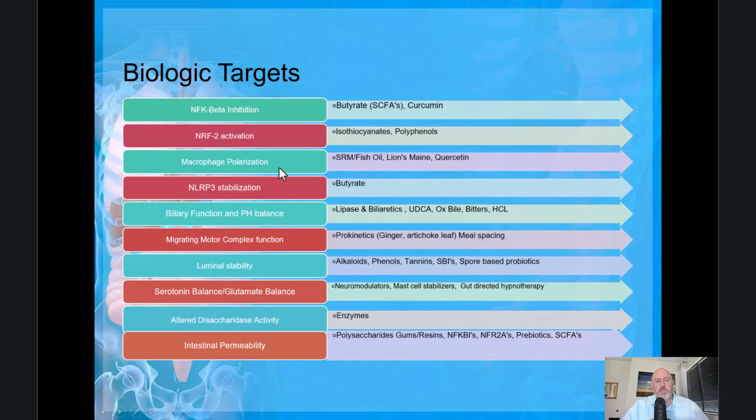Also, we know very specific nutrients that address the biology behind SIBO. This is probably more than this presentation needs at this moment, but this tells you that we have various enzymes and herbal medicines that can affect each of these functions. Tannins and alkaloids and phenols from plants can work really well as antimicrobials. Prokinetics like ginger and artichoke leaf extract can really work well for motility.